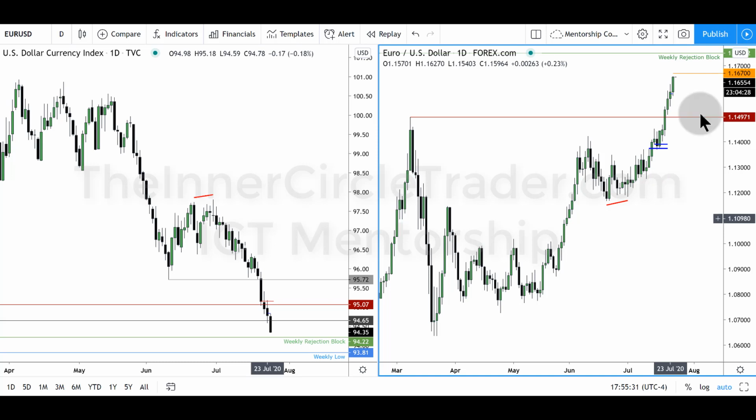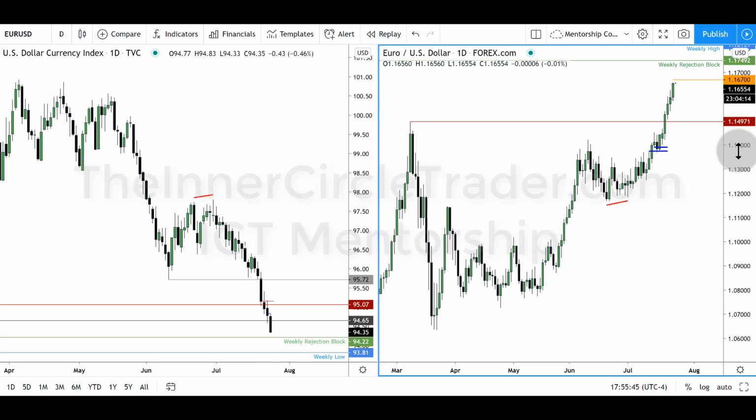So we're looking for 1670 on the upside. I don't want to talk too much to make this video too long, but 1670 is the next short-term objective. And then if we get any kind of continuation on the upside on euro, we're watching that 1750, we'll call it, weekly rejection.